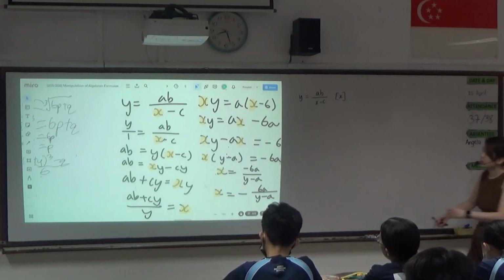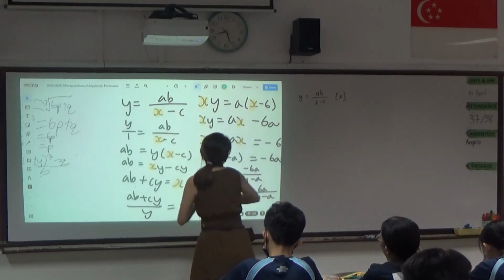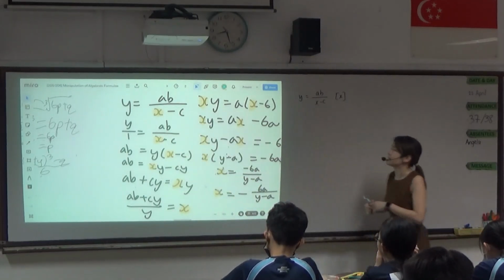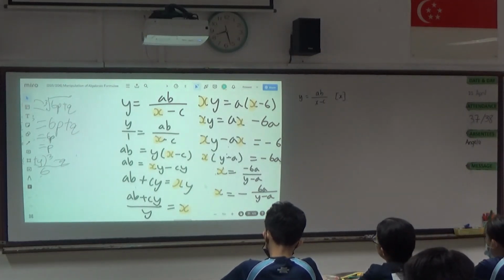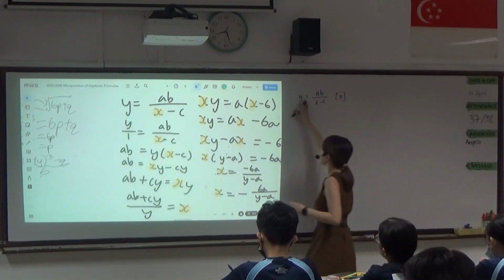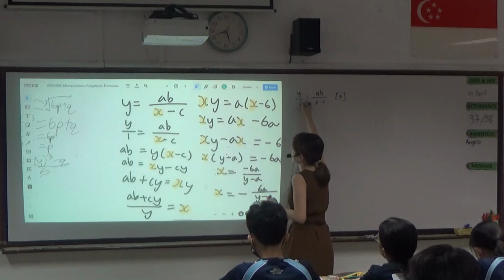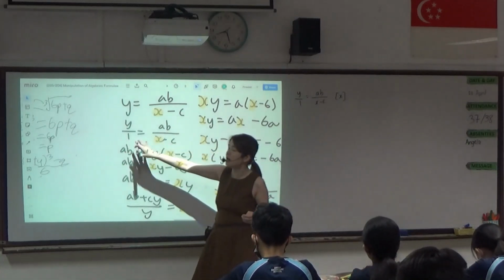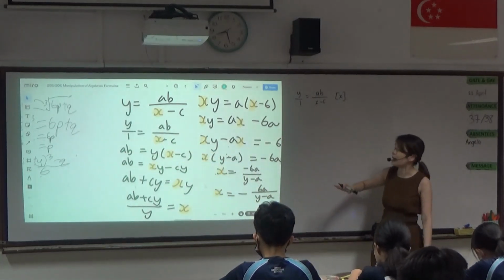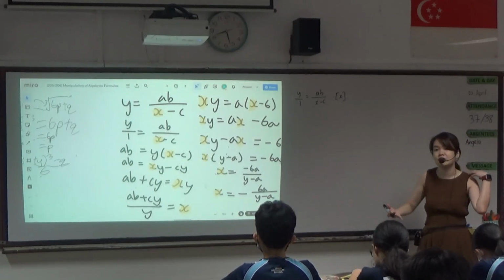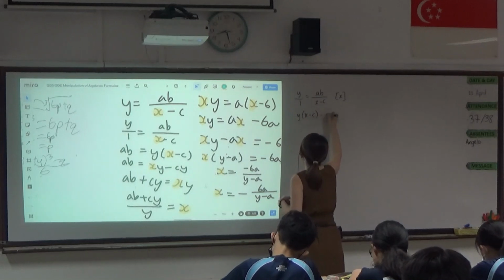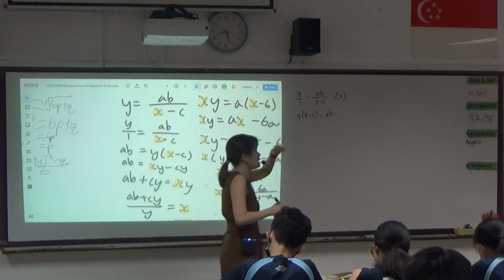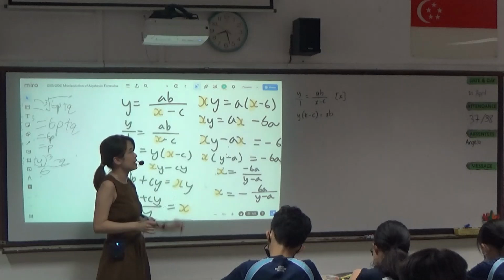Look at this set in the center. We see that x is supposed to be the subject and it is found in the denominator. We need to bring it up to the numerator. So what is the process that we will intuitively do? We'll do a cross multiplication, right? Group 3 actually demonstrated it very well, by making y become y over 1, which satisfies our cross multiplication condition. Then we have y times x minus c equals ab.